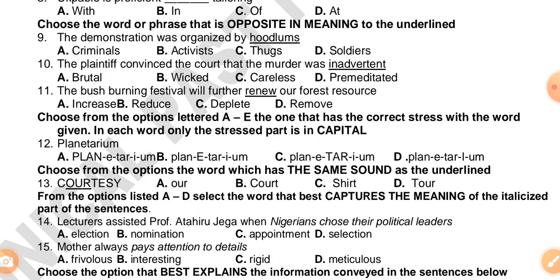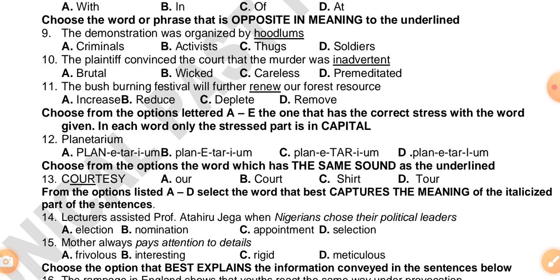Now for question number 12, choose the option, letter A to D, that has the correct stress for the word given. In each word, only the stressed part is in capital letters. Planetarium. A, stress is on plan. B, stress is on a. C, stress is on ta. D, stress is on al. The answer is C, planetarium. The answer to question 12 is C.